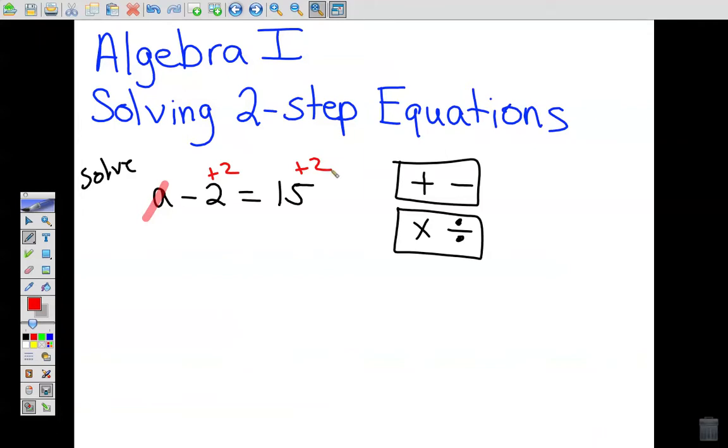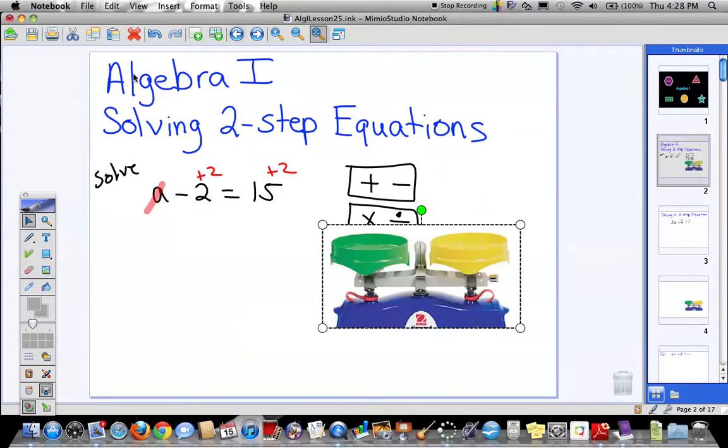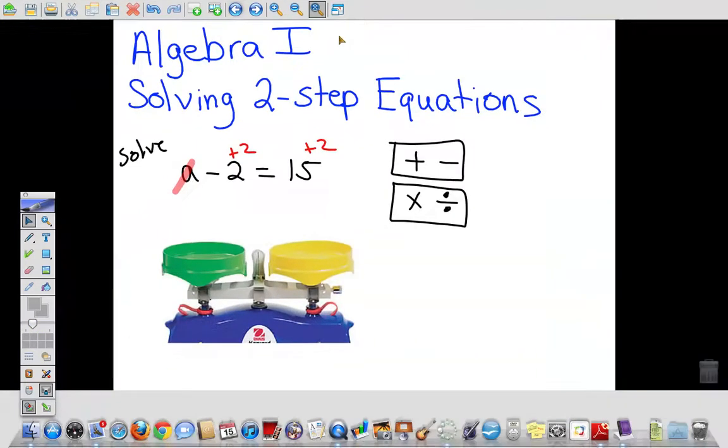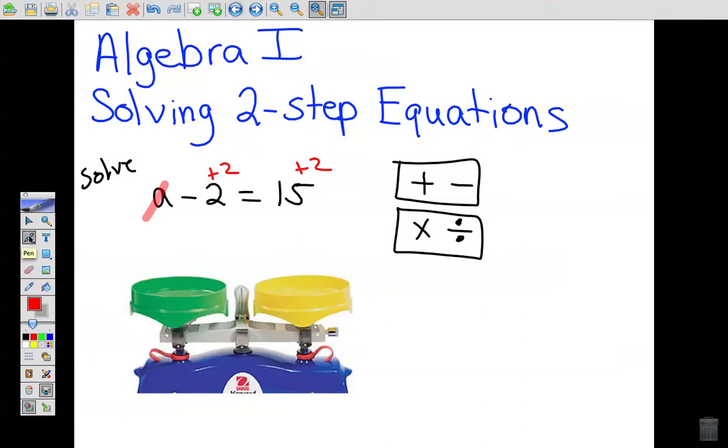Now, to go back to this concept a little bit, I'm going to change the screen here. Let me bring in this image of a science balance. With this science balance, this is the equal sign. On this side, we have an equal sign right between the two plates. On this left pan, I have a minus 2. On the right pan, I have 15, right? Now, a science balance is exactly like an equation. The green plate is exactly the same weight as the yellow plate. The a minus 2 is the same quantity or the same weight as the 15.